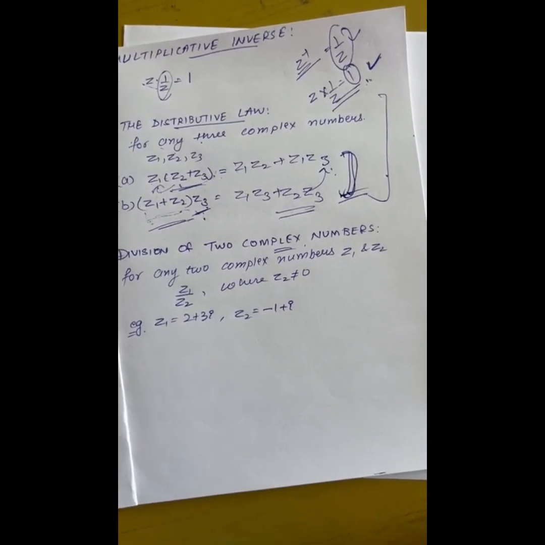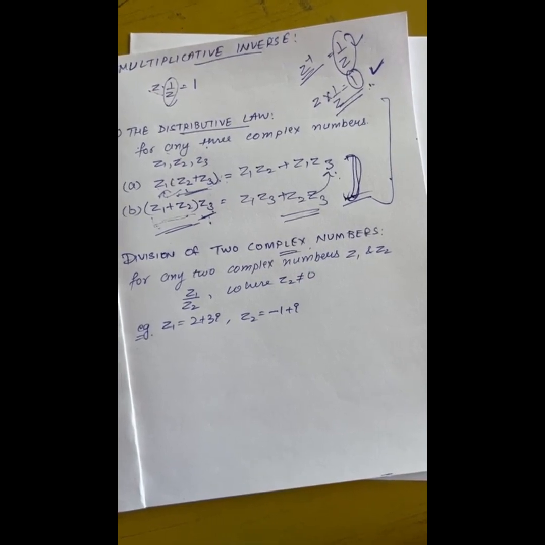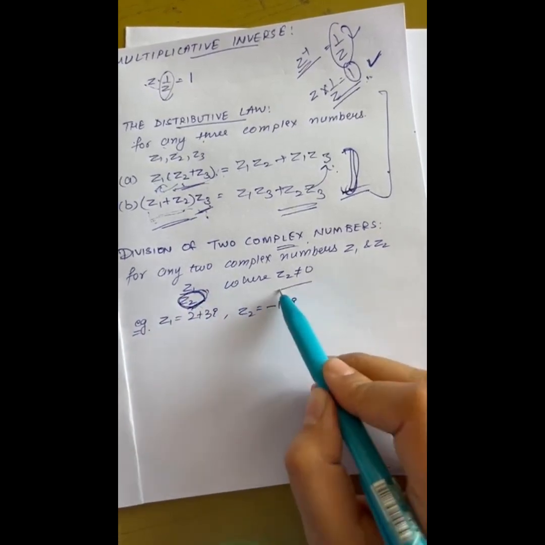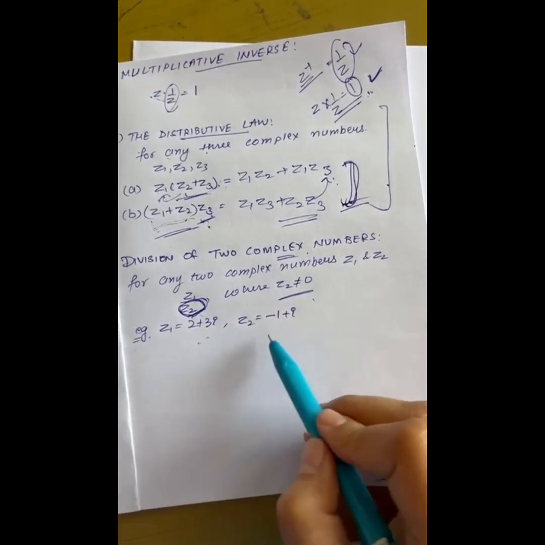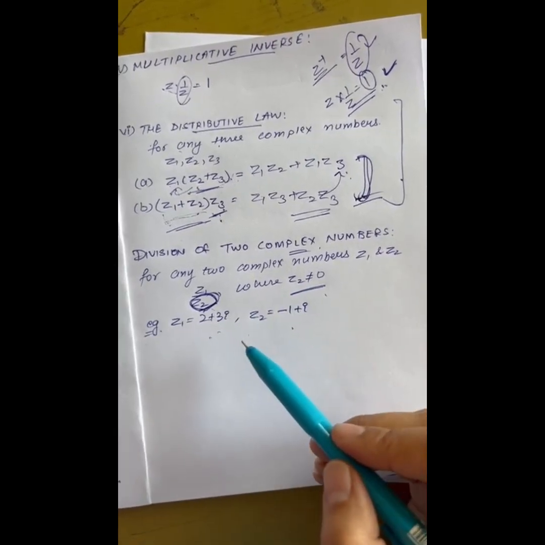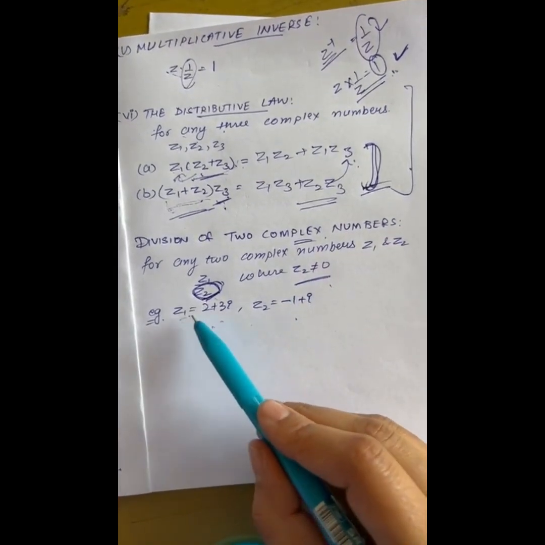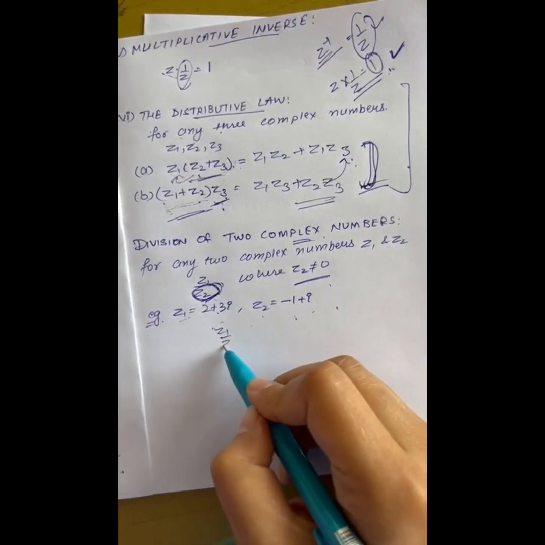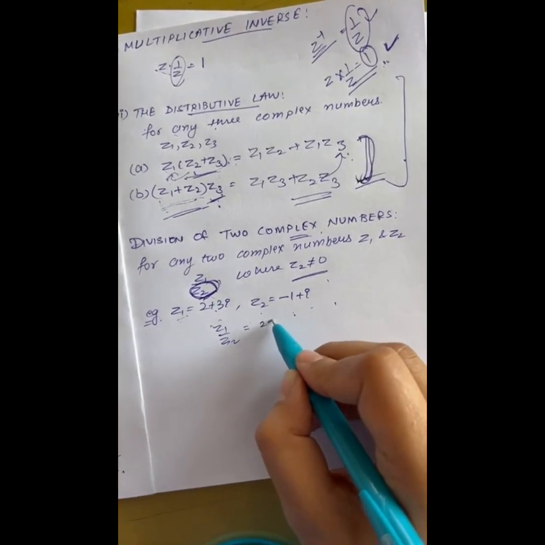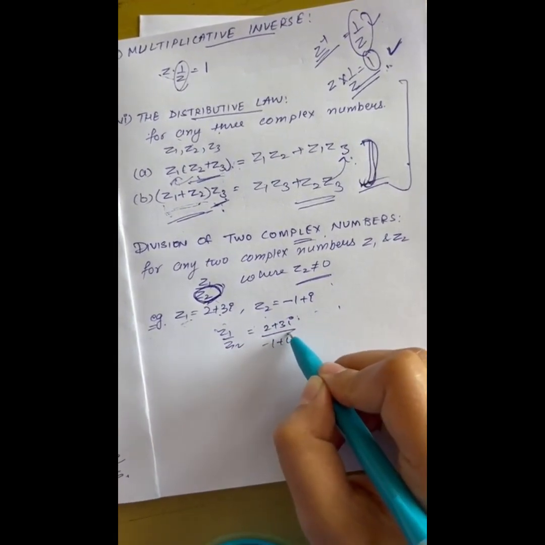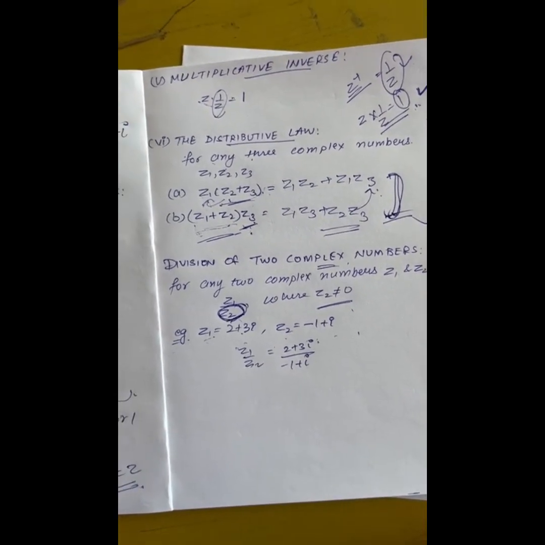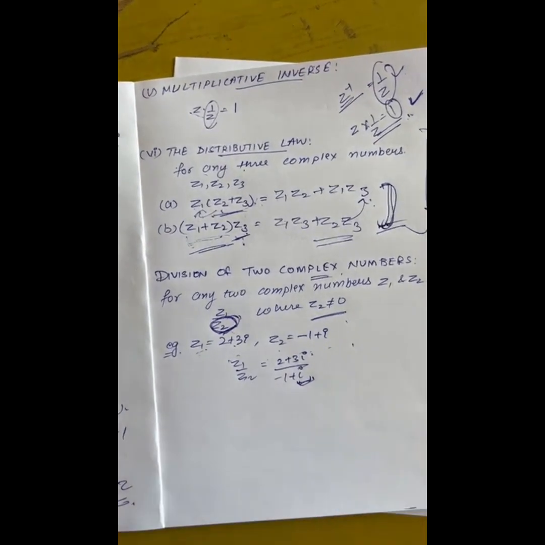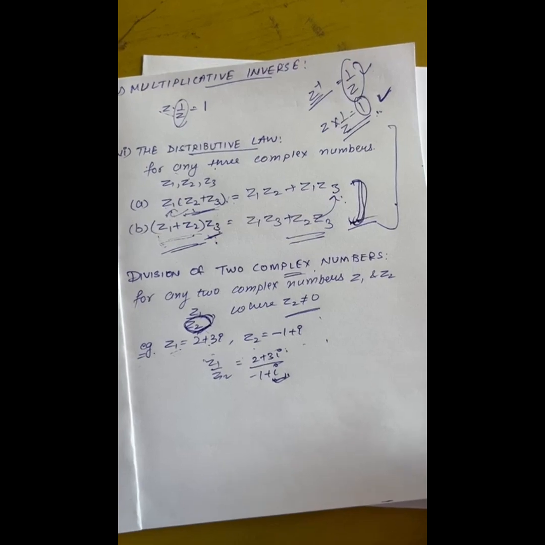Now next one is the division of two complex numbers. Whenever we divide two complex numbers, z1 upon z2, the first condition to be followed is that z2 should not be equal to 0. So here I have written an example to understand this more clearly: z1 is equal to 2 plus 3 iota and z2 is equal to minus 1 plus iota. So z1 upon z2 is written as 2 plus 3 iota upon minus 1 plus iota. Whenever there is an iota in the denominator, we need to rationalize it first before further solving the question.